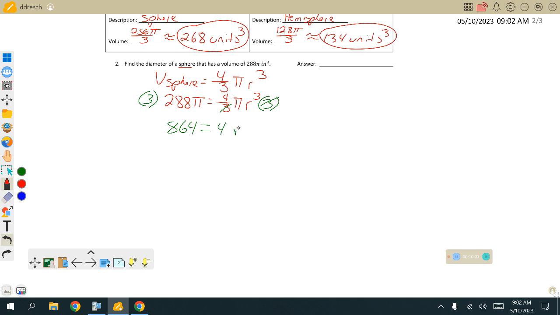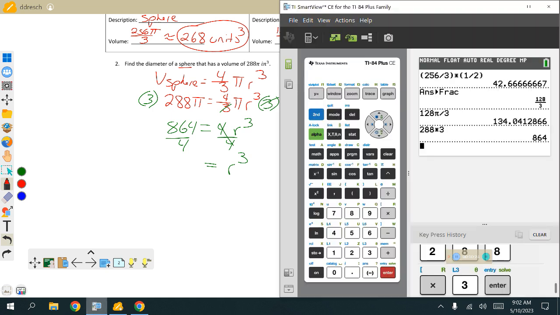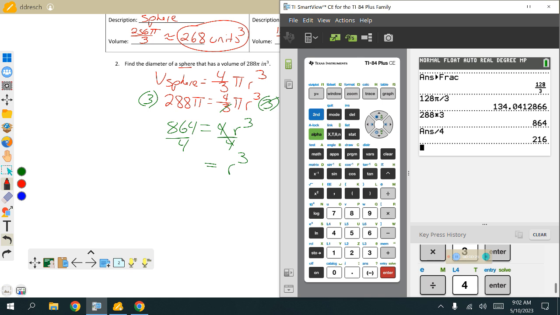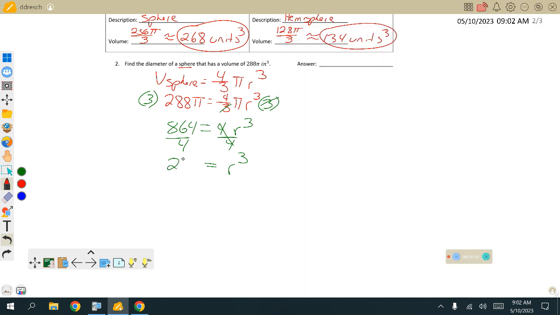Again, those pi's are going to cancel out on both sides by dividing. And now that 4 can't do anything yet until that 4 is gone. So we're going to divide. And as we divide by 4, what is 864 divided by 4? Divide by 4, we get 216. Now this is a cube.